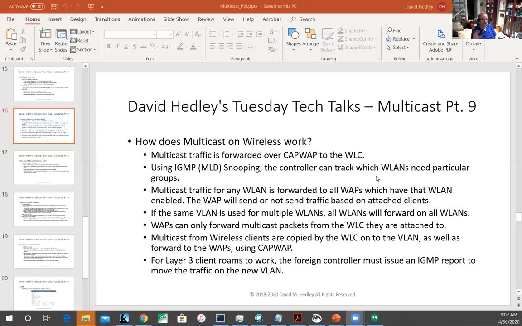So there's a slight bit more than if this is wired. Wired, the destination MAC is the multicast MAC. Drop it on the wire, done. This one, everything has to go to the AP. Snooping at the controller level says, I have clients on that WLAN, on these APs, and on this WLAN and those APs, and these are the groups they want, so the controller's keeping track of that. The traffic still gets forwarded to the AP, it just doesn't get sent out. It's not supposed to be sent out the AP if it doesn't have clients.